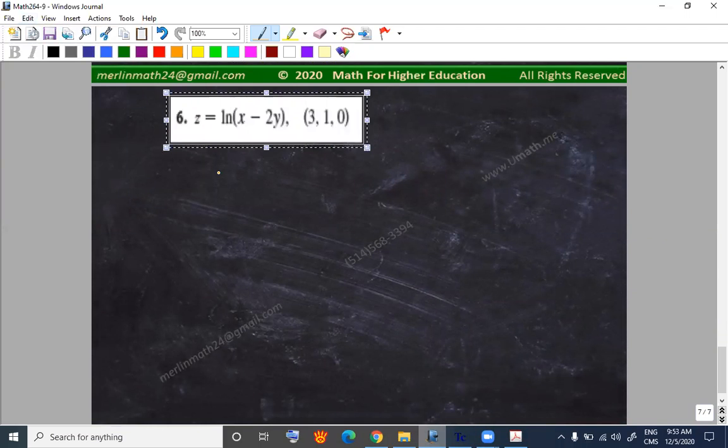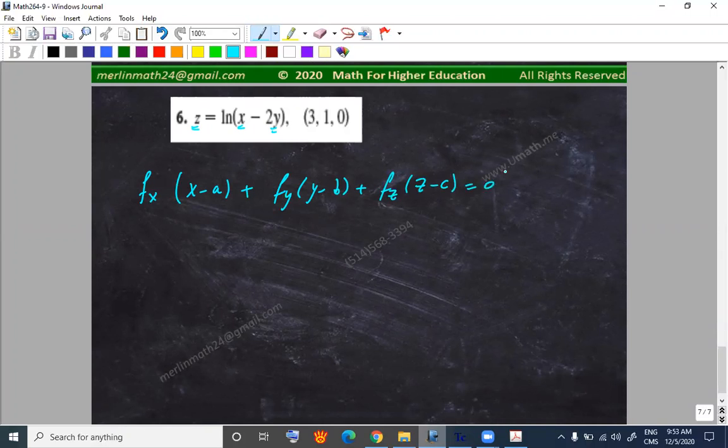Okay, equation of the tangent. Let us recite the rule and fill in. That's it. So by the way, we have z as a function of x, y. The formula would be f_x, the partial derivative of f with respect to x, times x minus a, plus f_y times y minus b, plus f_z times z minus c. That's it. This is the equation of the tangent plane. Do you agree? Yes.